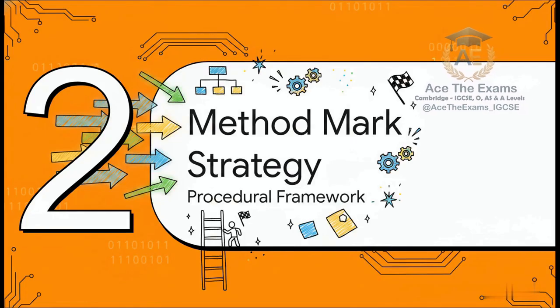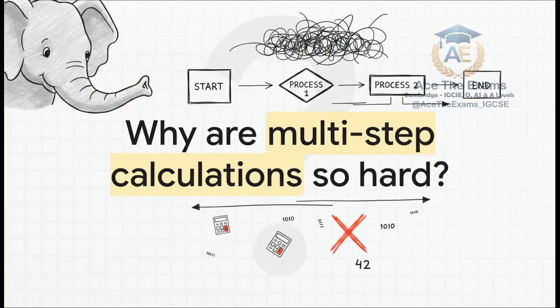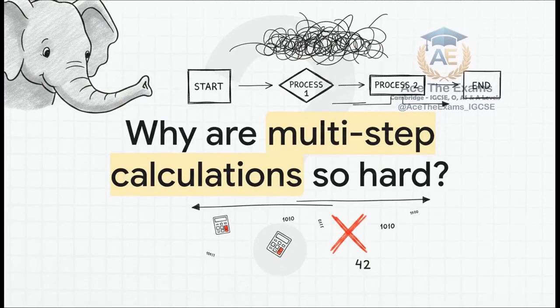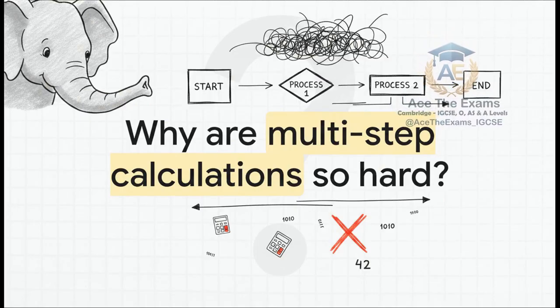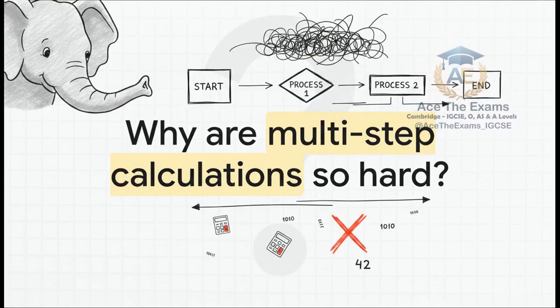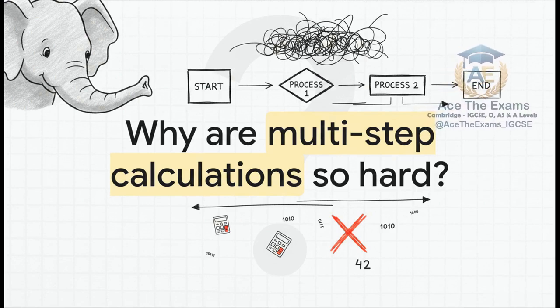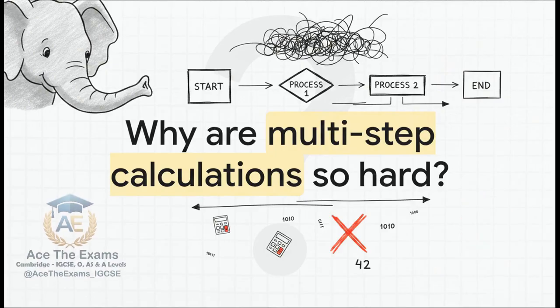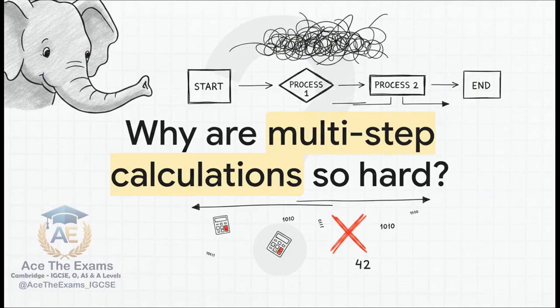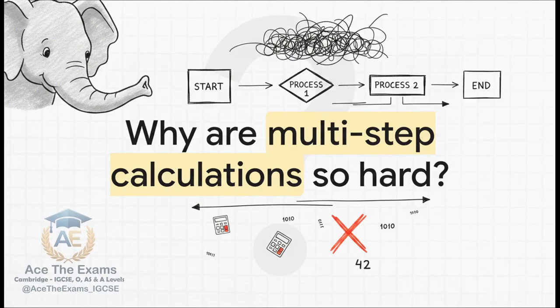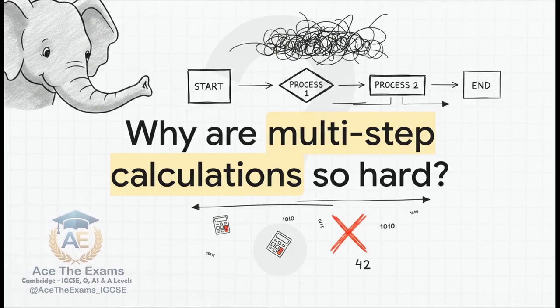Section 2. The method mark strategy. Okay, we really need to address the elephant in the room here. Why on earth do students find multi-step calculations and method marks so incredibly hard? It's a critical question. And honestly, the answer lies in understanding the strict procedural framework required for algorithmic thinking. Too many candidates panic, rush to write down a final number, and completely bypass the structured process that the examiner is actually grading. They're basically throwing points away.